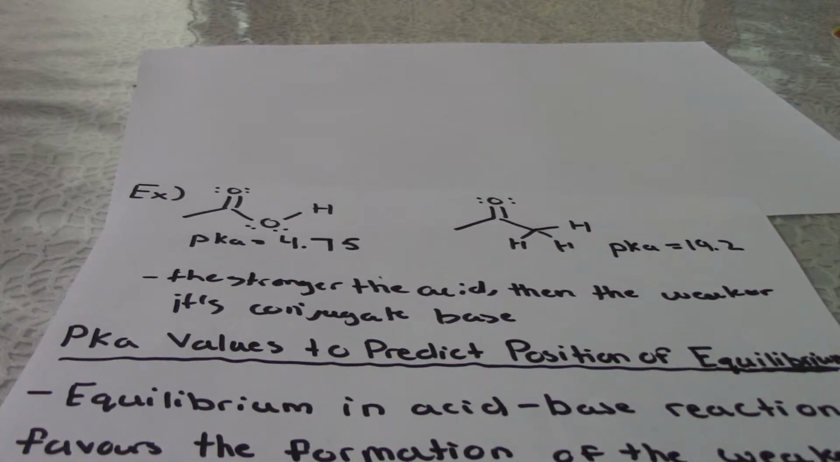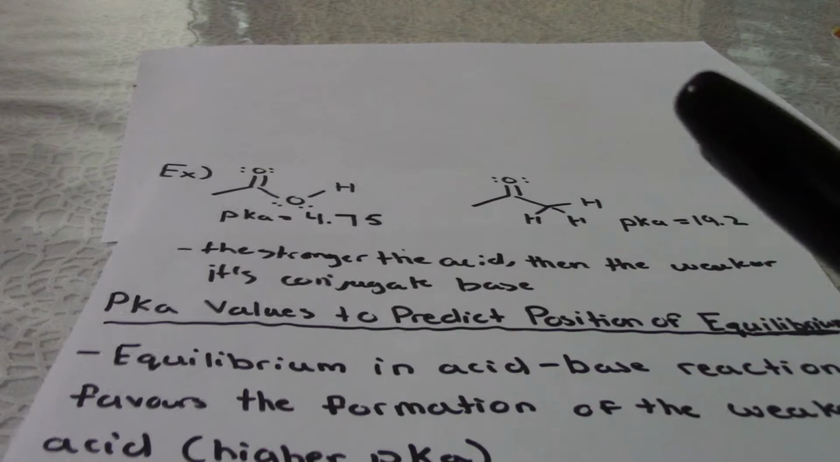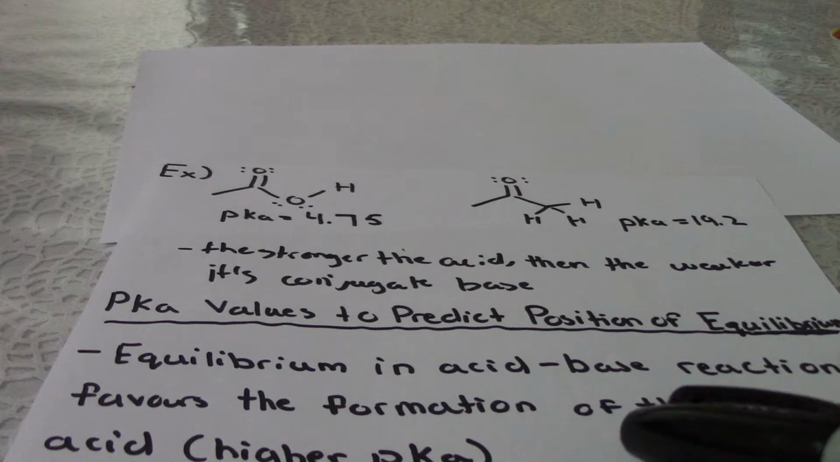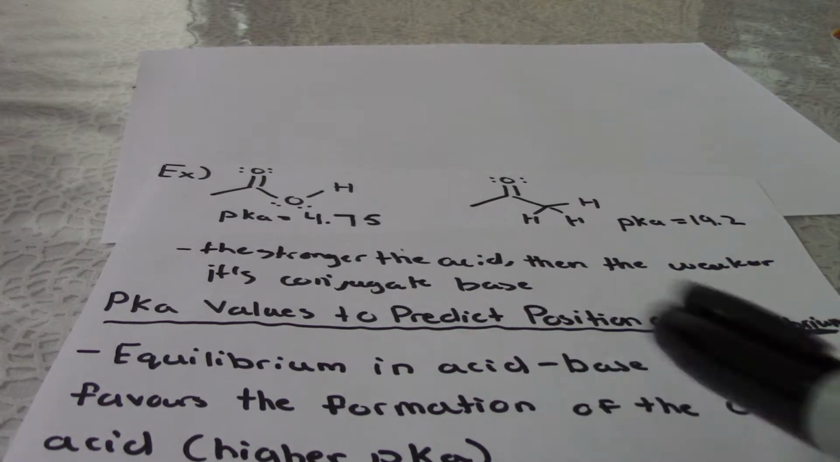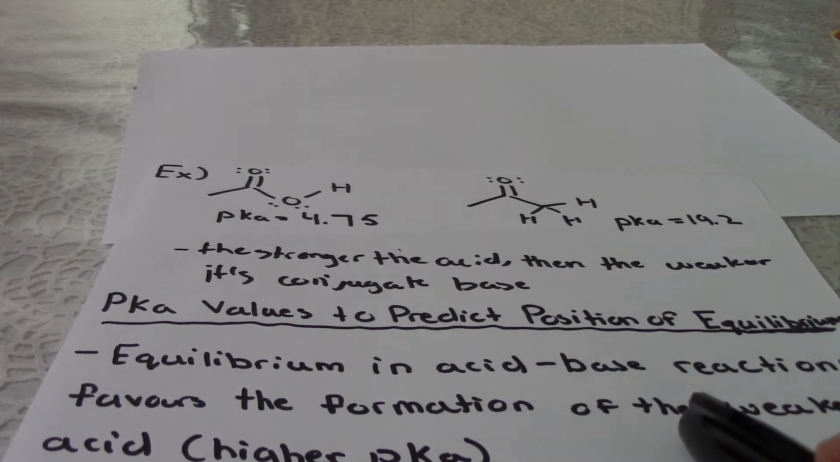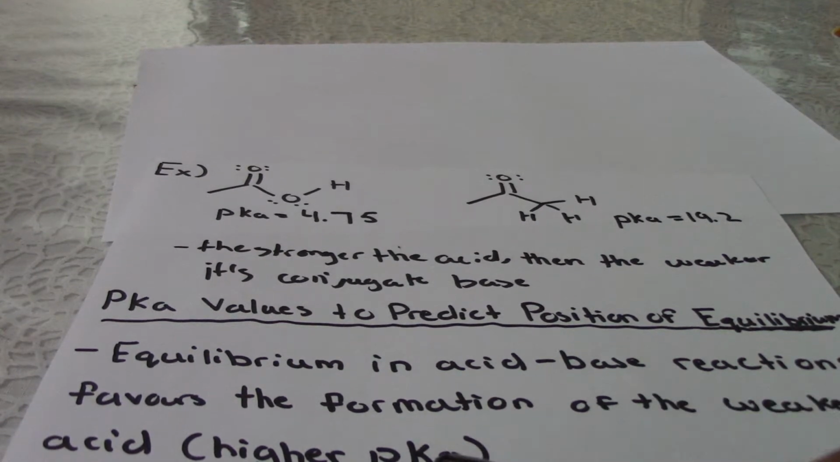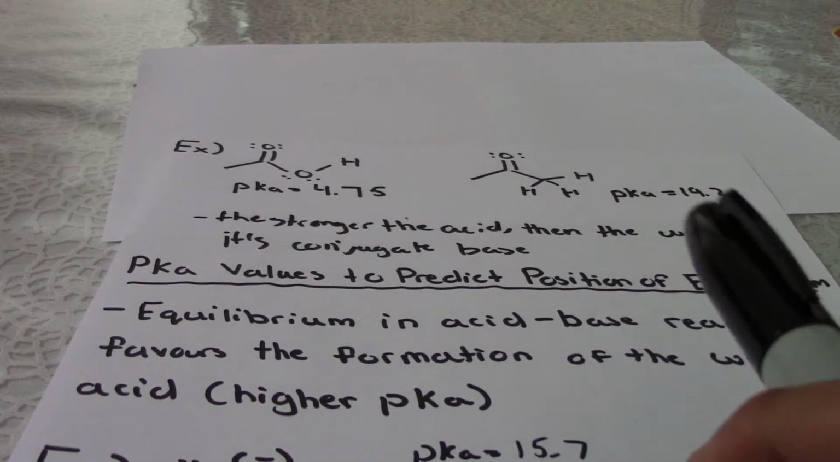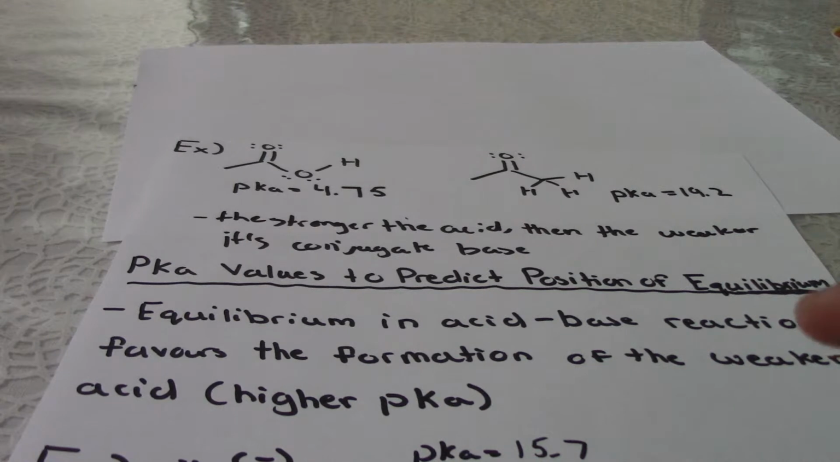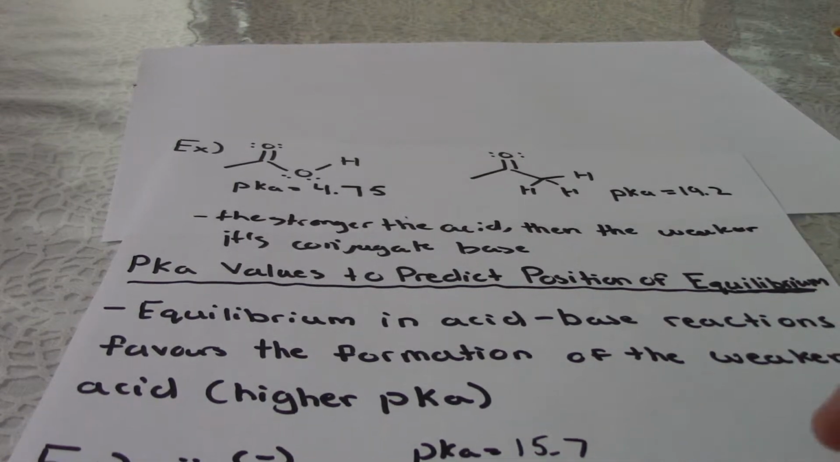And now these pKa values in this quantitative perspective can really help us with our position of equilibrium. So something I'd like you to note, and which you should put in your memory banks, is that equilibrium in any acid-base reaction will always favor the formation of the weaker acid. So essentially, that means you compare the acid and the conjugate acid on both sides of the reaction, and whichever one has the higher pKa value, that's the side equilibrium will favor.